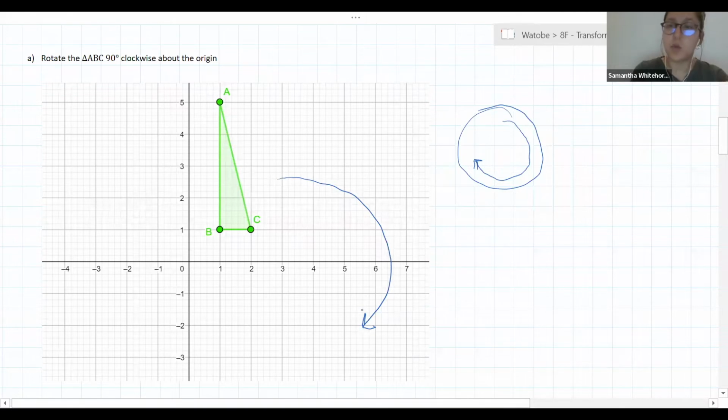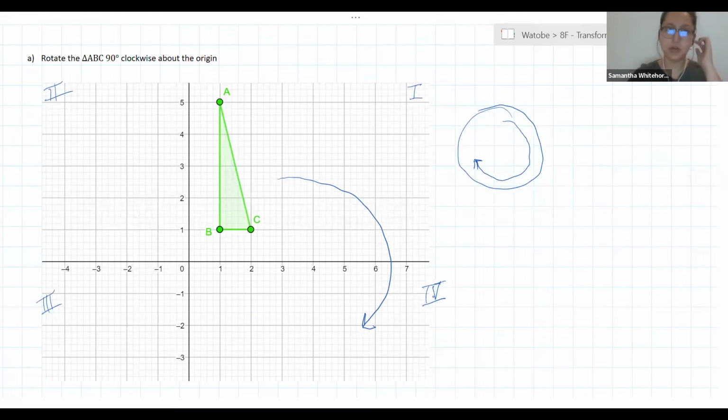Okay, so remember, quadrants are just the 4 parts of my Cartesian plane that is split up according to the axes. And so we're moving from what we call quadrant 1, 2, 3, 4. We're moving from quadrant 1 to quadrant 4. You don't really have to stress about the numbers of the quadrants at this point. Just know that we're moving into a new quadrant.